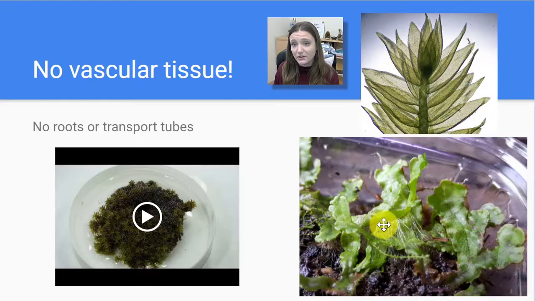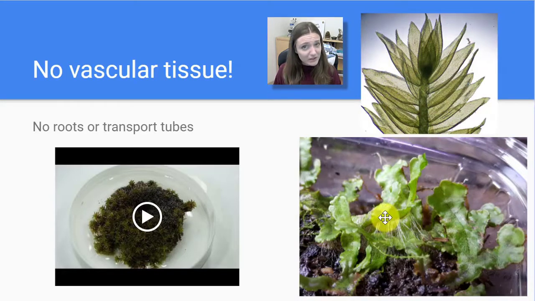True roots are used for uptake of water and minerals from the soil. Those are not roots. Those are just for attachment. And then the leaves of a non-vascular plant, look how thin they are under the microscope. Right? They're just a couple cells thick. So how do they get water? Right? They're just going to absorb water from their environment. Okay?